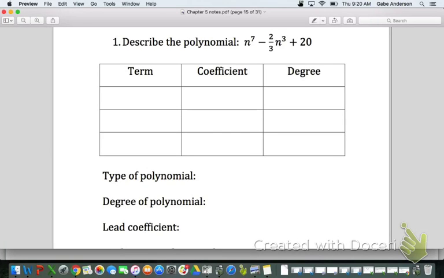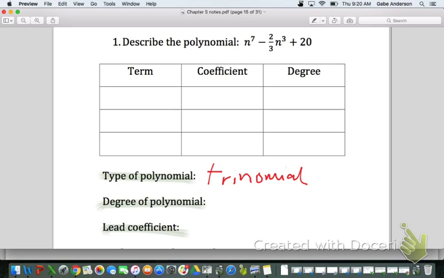With this particular polynomial, we're going to start down here at the bottom of the page with the type of polynomial, the degree, and the lead coefficient. So this is a little bit of review from last time. What would you guys say the type of that polynomial is? Do you think it's a monomial, binomial, trinomial, or not a special name? Trinomial. Trinomial, so 3 terms, right? I agree with you that it is a trinomial, because it's got 3 terms specifically.